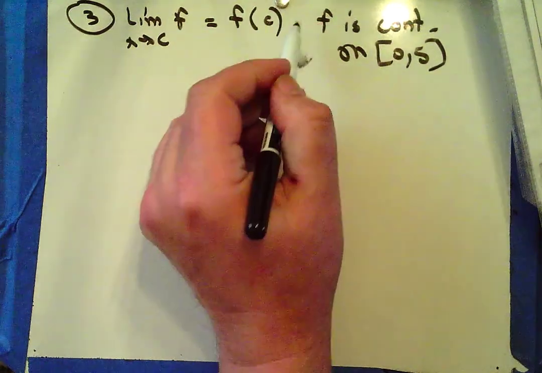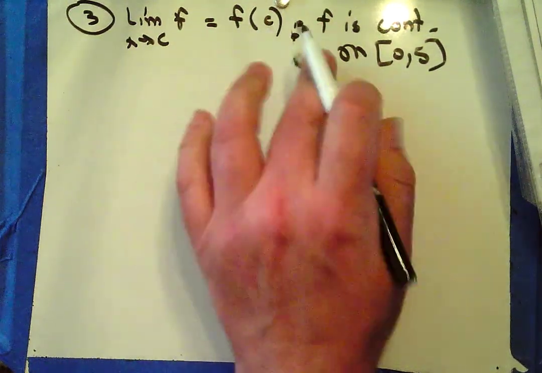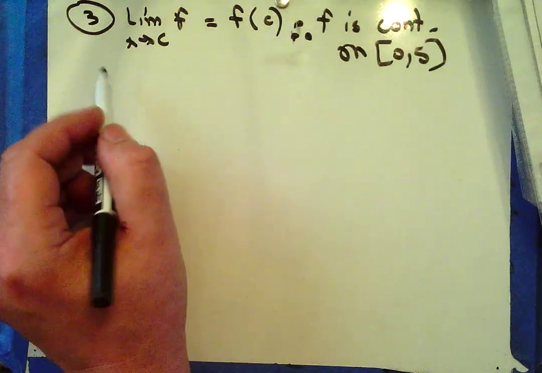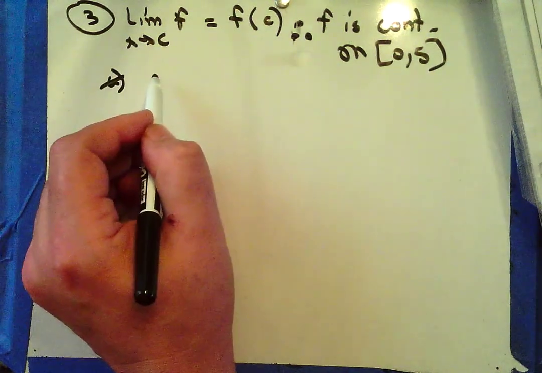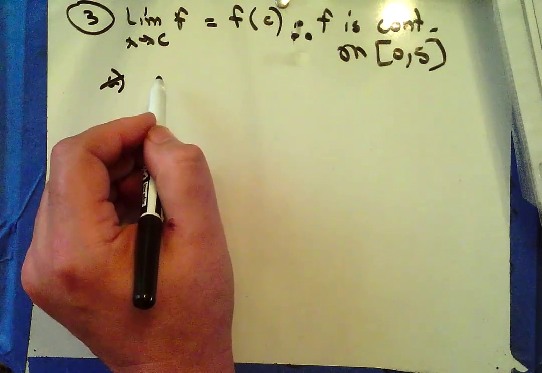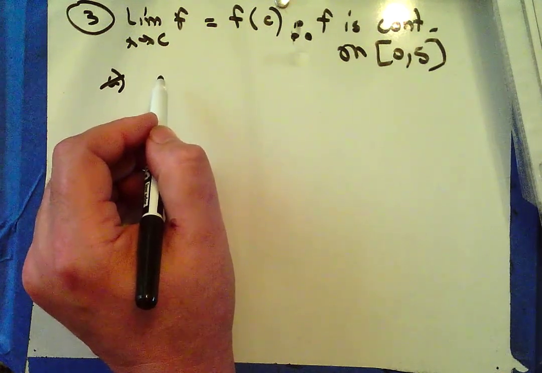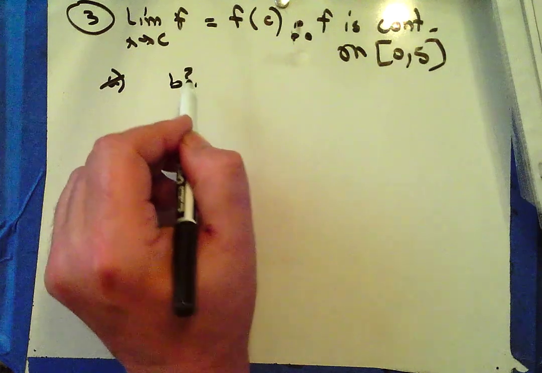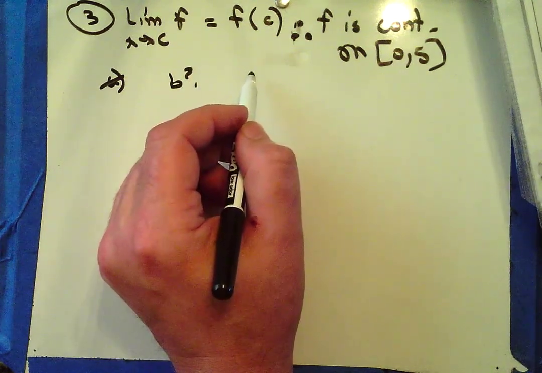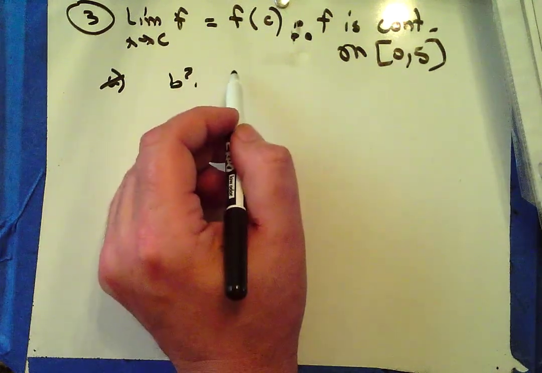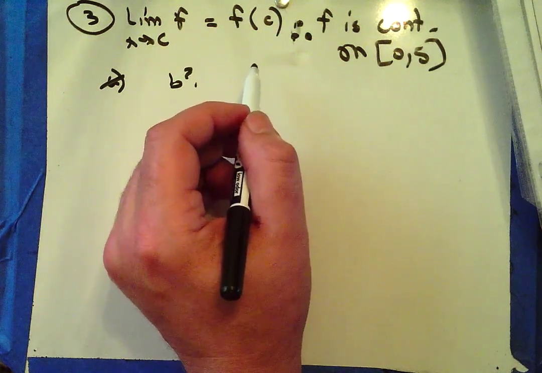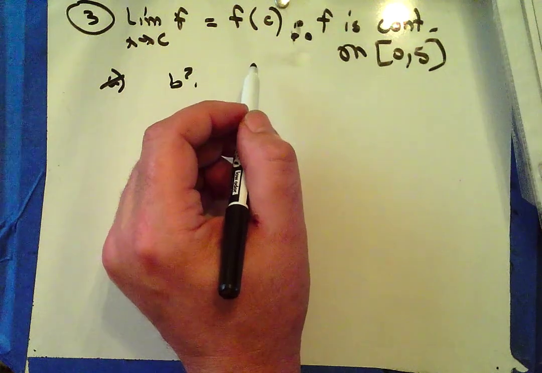Therefore, f is continuous on 0 to 5. F of 4 exists. Yes, that's true. A. F prime of 1 exists. Well, just because the function is continuous doesn't mean it's differentiable. C, the limit as x approaches 2 must exist. Yes, that's part of continuity. We couldn't be continuous unless that limit existed from the positive side.